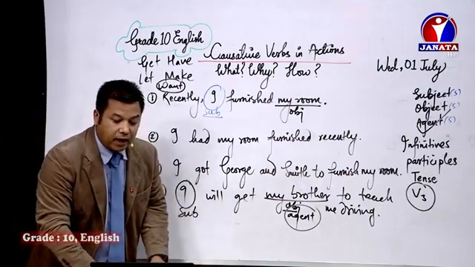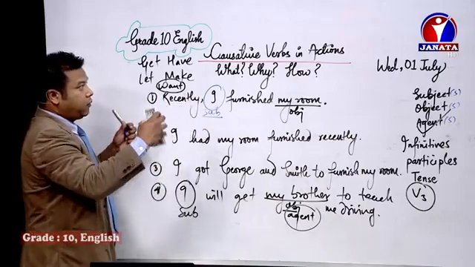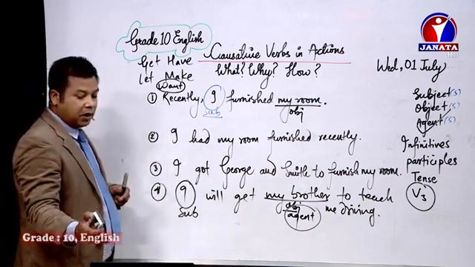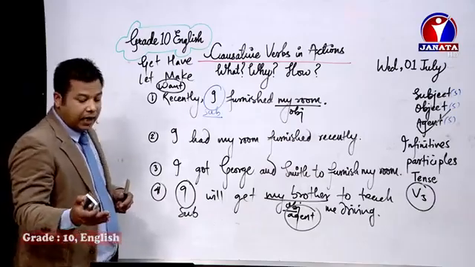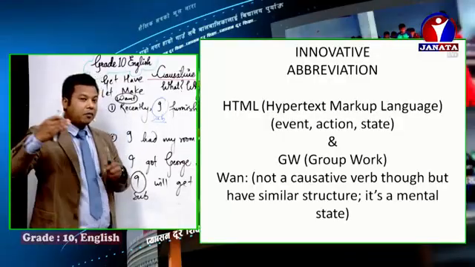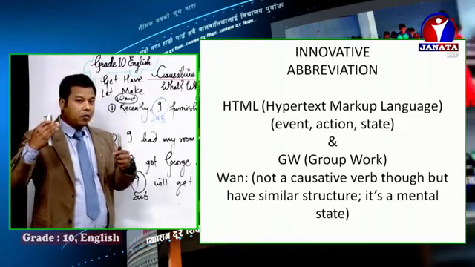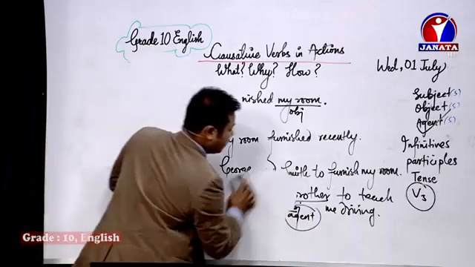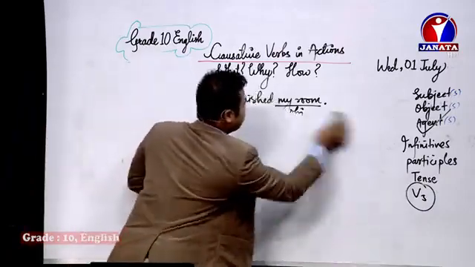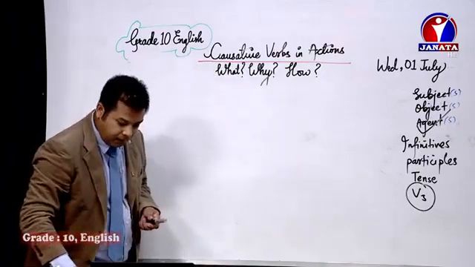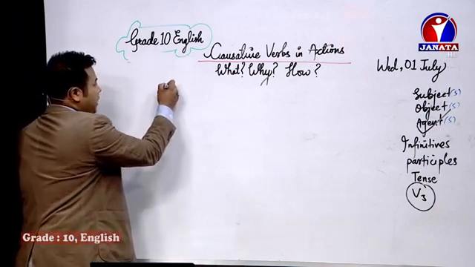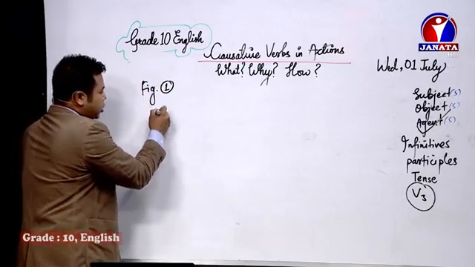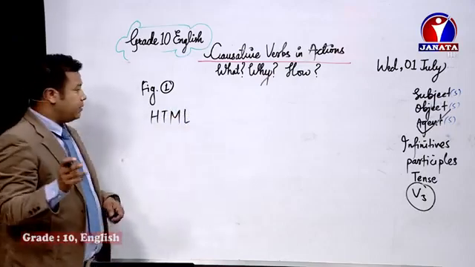Now, how can we understand this model of using causative verbs in a very easy and interesting way? I have mentioned on my screen innovative abbreviations: HTML, that is hypertext markup language. So I have borrowed the ideas from the computer subject, and I have made my own formula in understanding the causative verbs. So I'm taking you one step closer to know how easy learning causative actually is. Let's go for it. See the three figures that you need to understand. Figure 1, I will use HTML. This is the abbreviation I'm using.